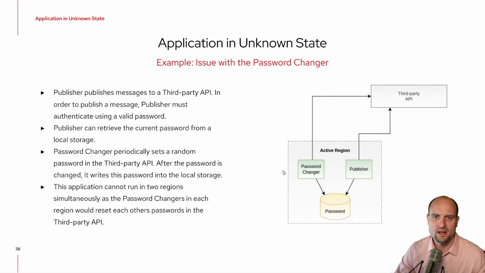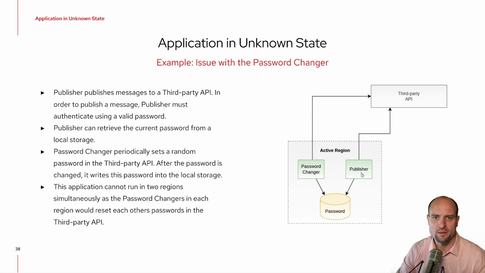This diagram depicts an application that consists of two components, the publisher and the password changer. The publisher publishes messages to the third-party API. In order to publish a message, the publisher must authenticate itself to the third-party API using a password. The password is generated by the password changer. The password changer sets a new password in the third-party API, and after that, it shares the password with the publisher. Password changes like this happen periodically.